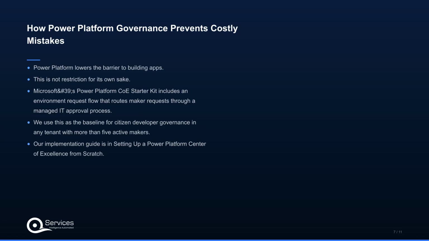Microsoft's Power Platform COE Starter Kit includes an environment request flow that routes maker requests through a managed IT approval process. We use this as the baseline for citizen developer governance in any tenant with more than 5 active makers. For more on the shadow IT risk and how to close the specific gaps we find in audit engagements, see our post on Shadow IT is Eating Your Power Platform, How to Take Back Control.